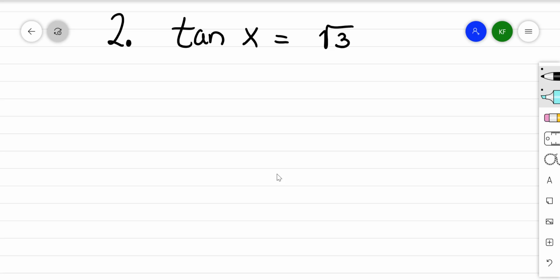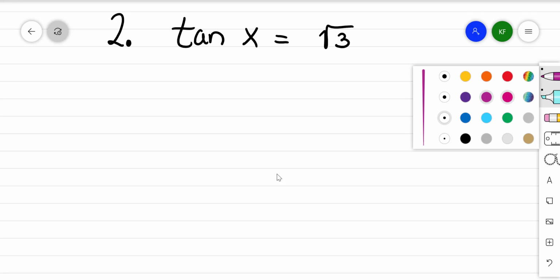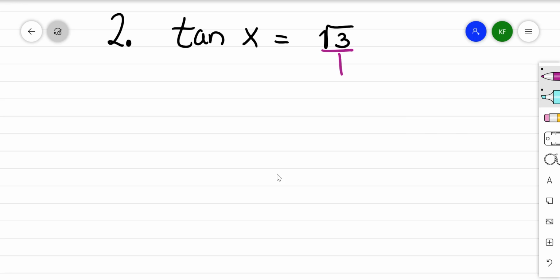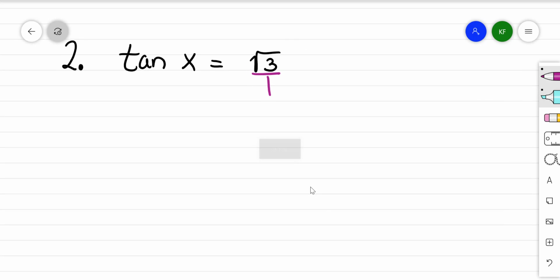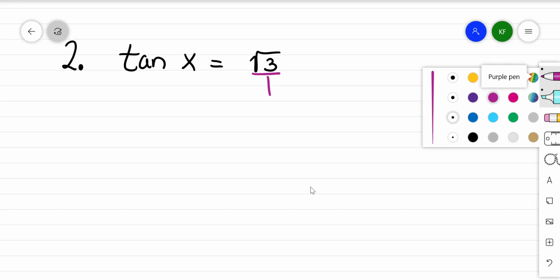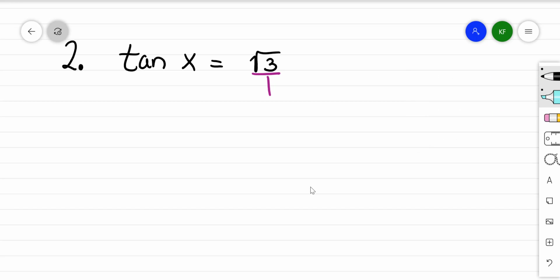Alrighty, we're doing number 2. This is tangent x is equal to the square root of 3. Alright, so for this one, you might have recalled that I let you know that rewriting this in terms of a ratio is going to help a lot, because tangent in the definition is sine over cosine, or one way to express it. And so I'm going to rewrite this as the square root of 3 over 2 and then 1/2. So the denominators are the same.